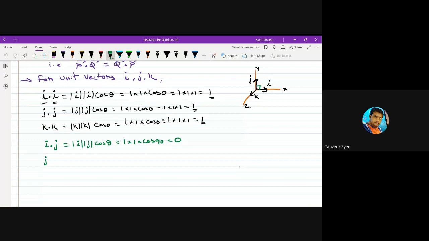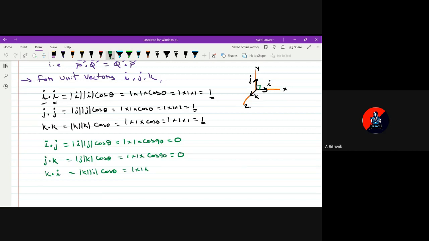If I do J dot K, magnitude of J, magnitude of K, cos theta, 1 into 1 into cos 90. J is along the Y direction, K is along the Z direction. Both are perpendicular. The angle is 90 degrees, so it is 0. K dot I: magnitude of K, magnitude of I, cos theta. 1 into 1, K is along the Z direction, I is along the X direction. The angle is 90 degrees, which is again 0.